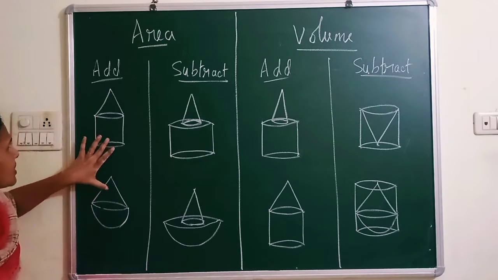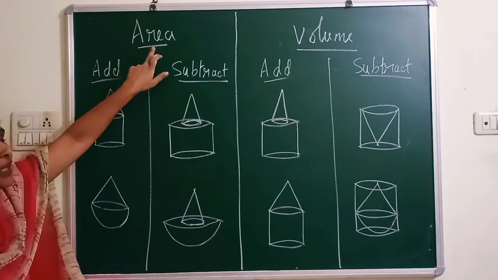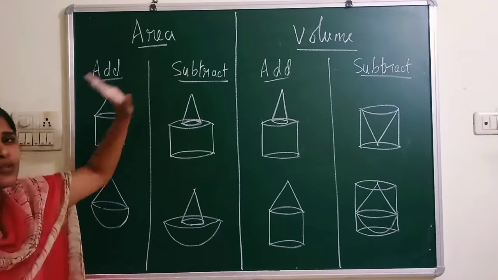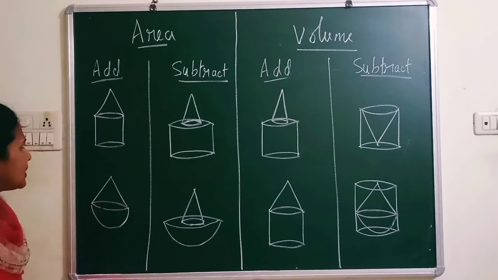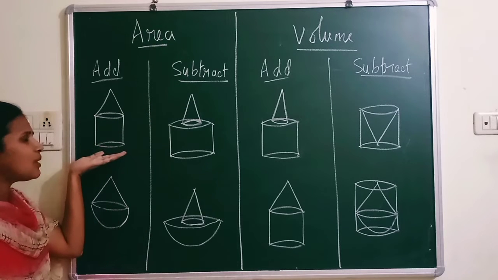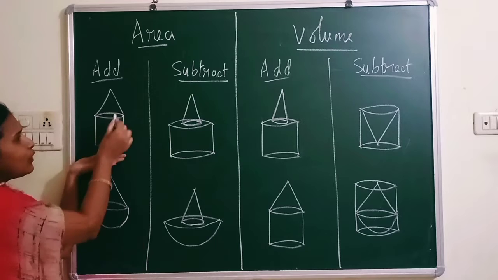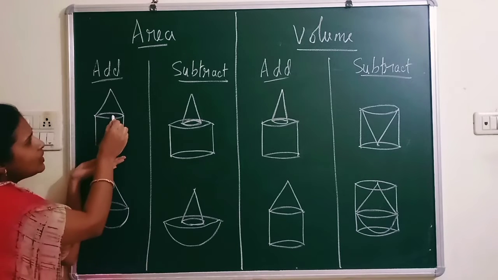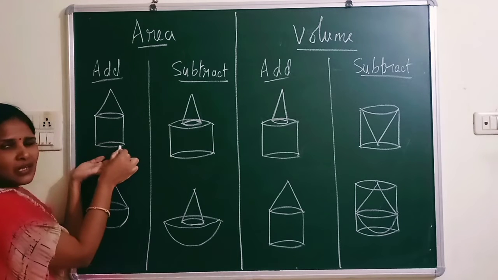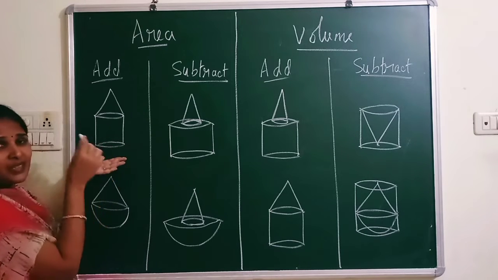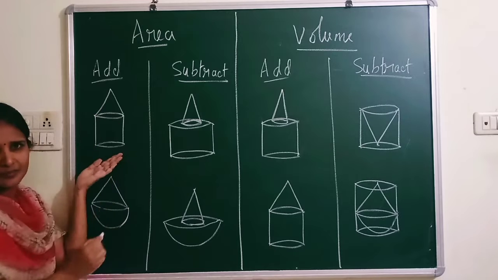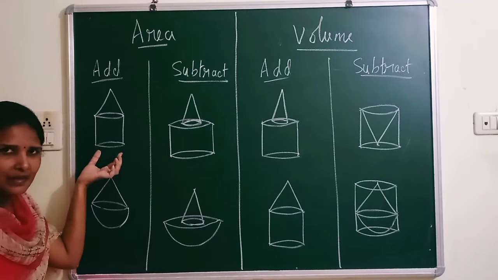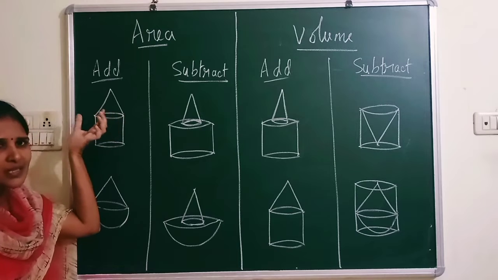In these two cases, we are adding in case of area. And in these two cases, we are subtracting in case of area. Why? Listen carefully. When you observe this block, you have two 3D figures: one is a cone and one is a cylinder. The diameter of the cone and the diameter of the cylinder are both the same. That's why you are adding here. Understood?